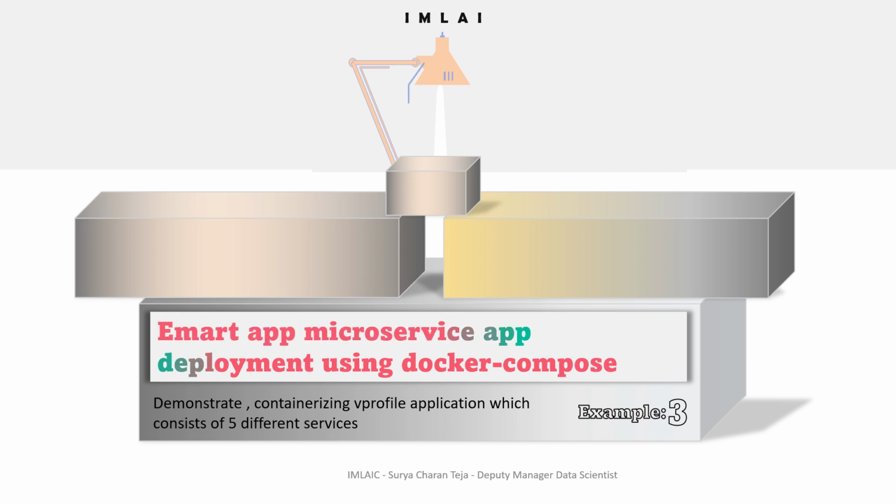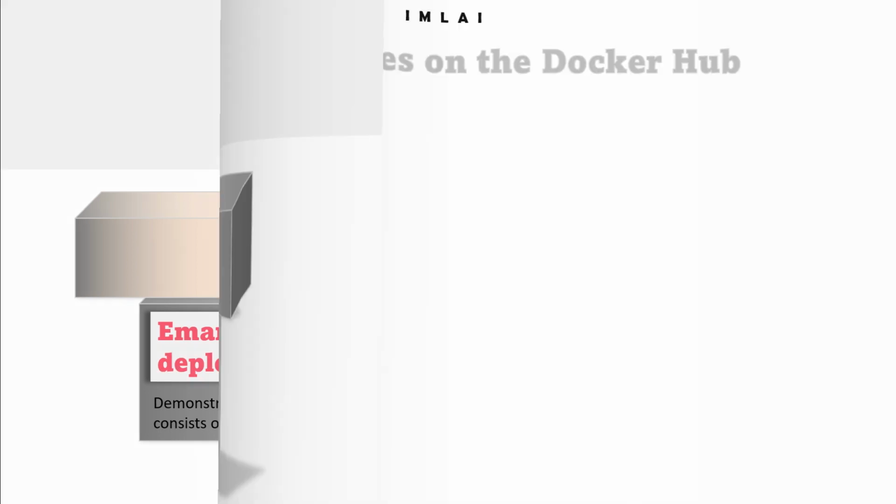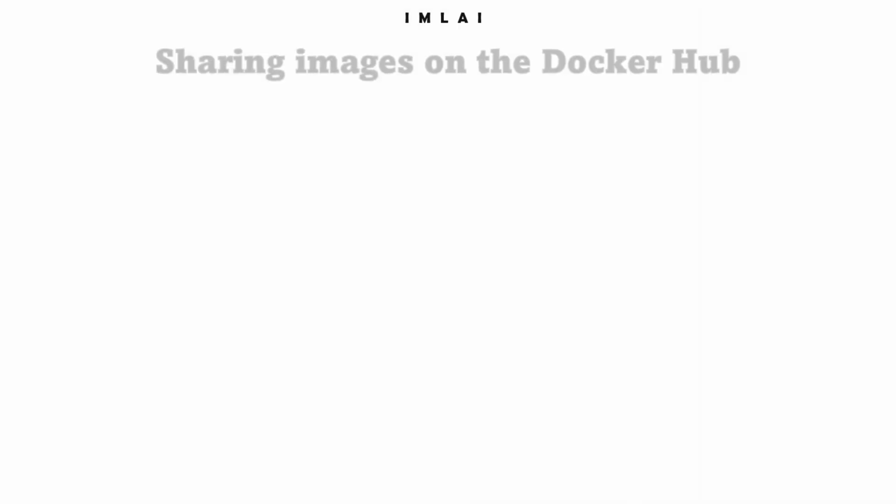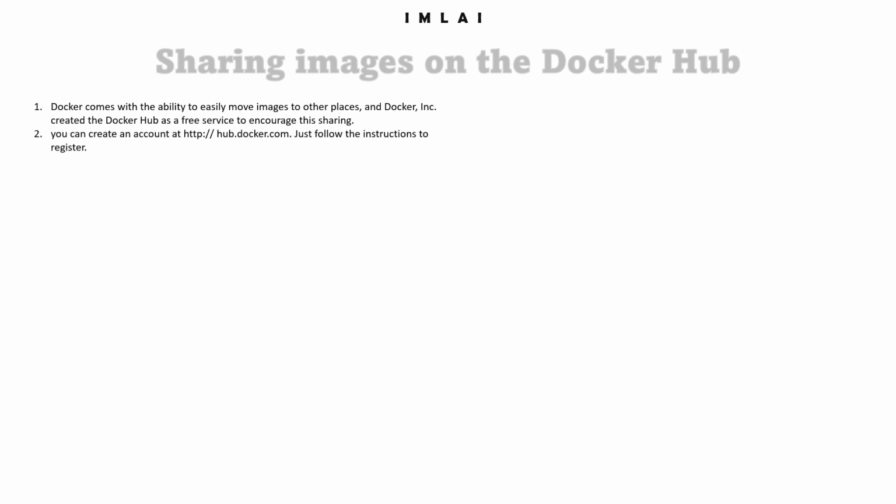So we have seen the emart app microservices and this deployment. Now we will wrap up this Docker Compose section with sharing images on Docker Hub. Docker comes with the ability to easily move images to other places, and Docker Incorporation created Docker Hub as a free service to encourage this sharing. So you can create an account and start sharing.